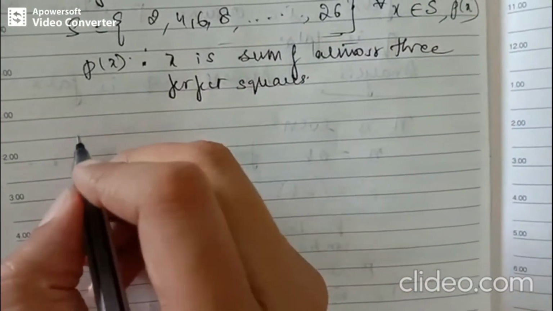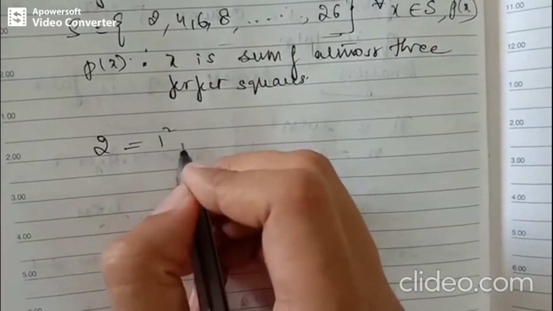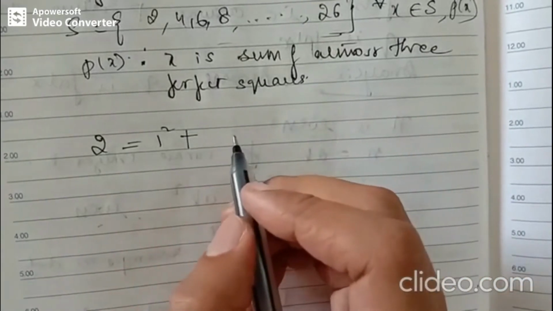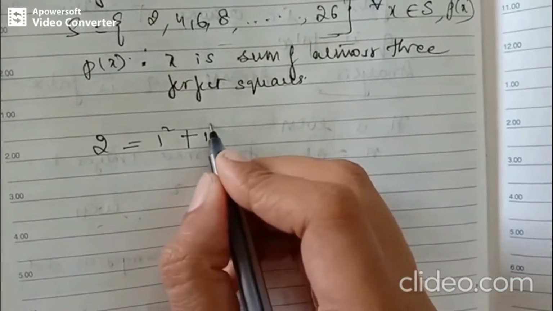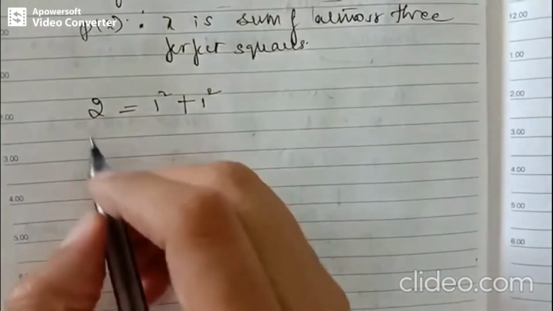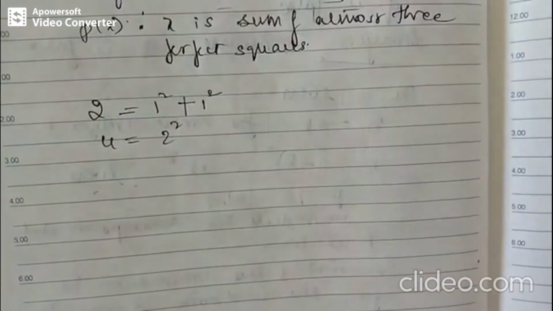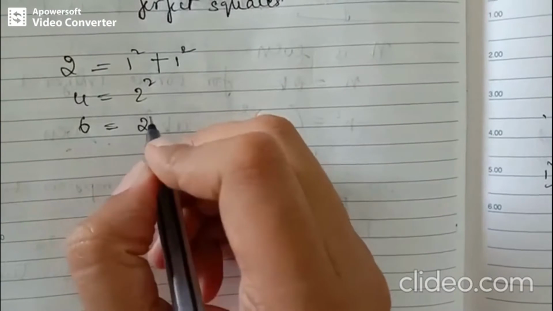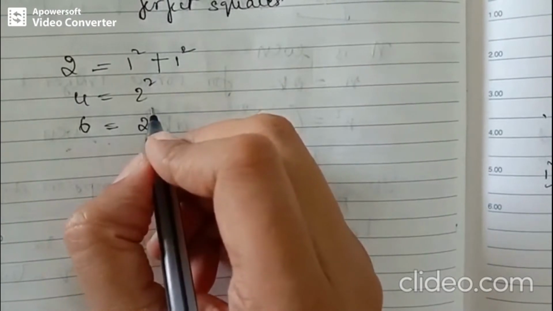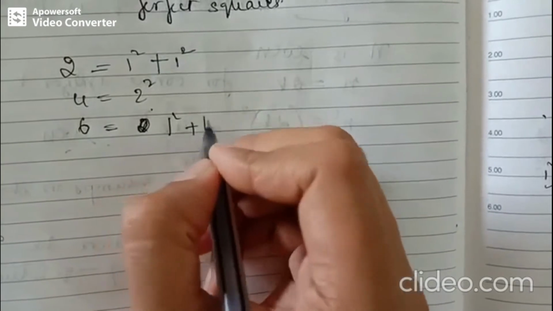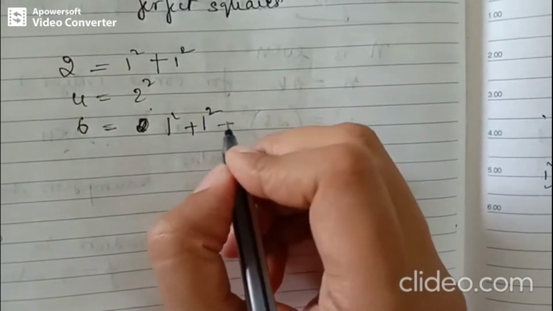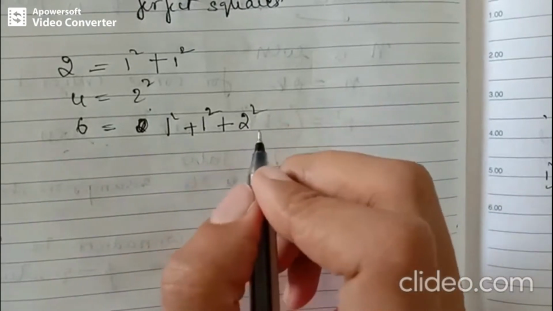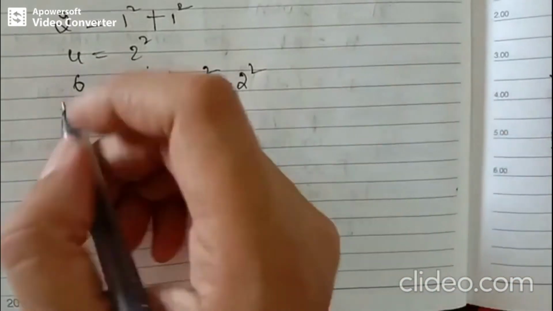The universe consists of 2. So 2 can be written as a sum of at most 3 perfect squares, so it can be written as a sum of 2 or 1 of them. 2 can be written as 1 square plus 1 square. 4 can be written as 2 square. What about 6? 6 can be written starting from the lowest: 1 square plus 1 square is 2, plus 2 square, 2 plus 4. Start from the lowest and then adjust.